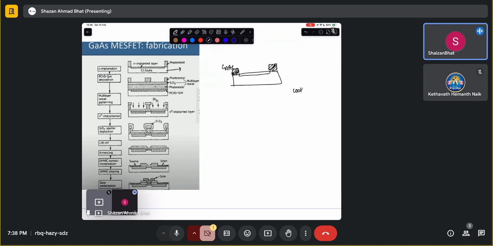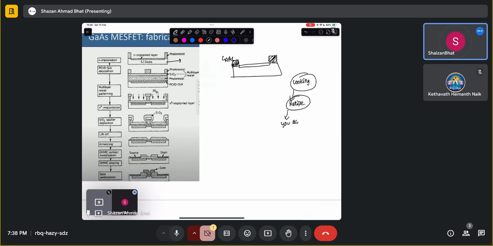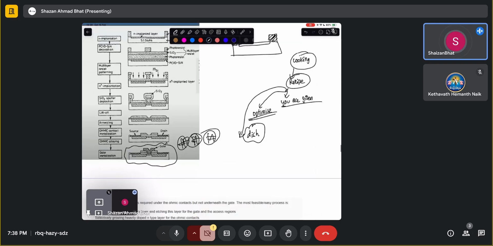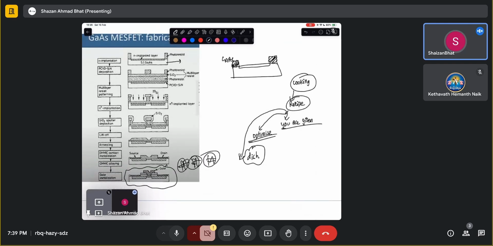Fabrication is just like cooking. In cooking, you have the recipe, and you are given the recipe. Then you have to optimize it, and finally you have to see how better a dish you can make. It depends upon how well you have cooked, how good a cook you are, how well a device you can get at the end. It's just like a recipe. So that is the fundamental thing of fabrication, and it's present everywhere.